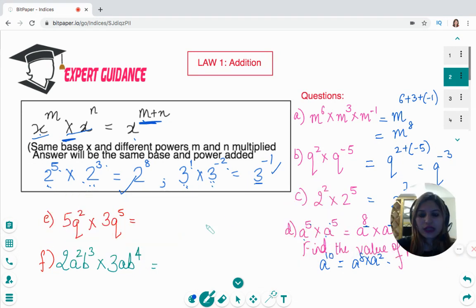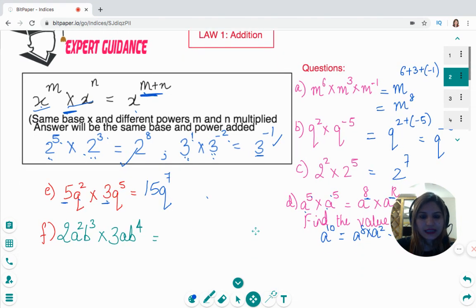Now let's do this question. You can multiply the whole numbers together, which is 5 times 3, which is 15. For multiplying the indices, you'll just add the powers. So the answer would be this. Okay. Now try this question.